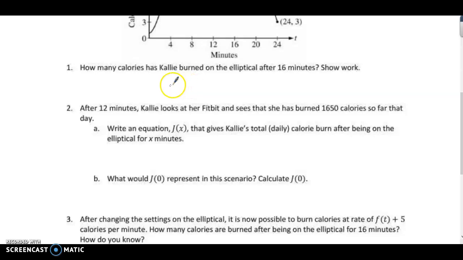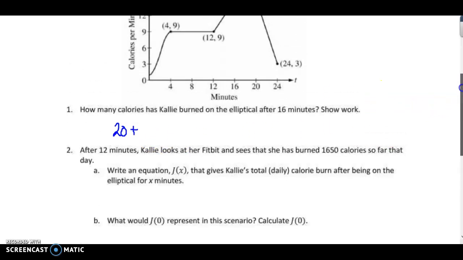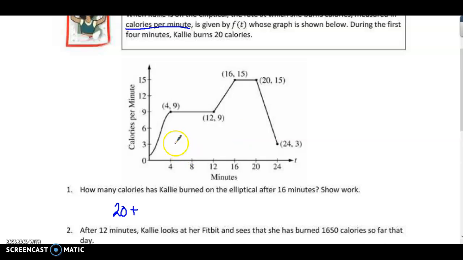Show work. Well, we know that she's burned 20 calories in those first 4 minutes. And then if we look at the graph, let's go ahead and kind of mark this graph up a little bit. So we know she's burned 20 calories here. And then if we create a rectangle, I think we've got a good idea. The width here is 8 times a height of 9. So we've got 8 times 9 calories. That'll be what, 72. We'll look at that in a second.